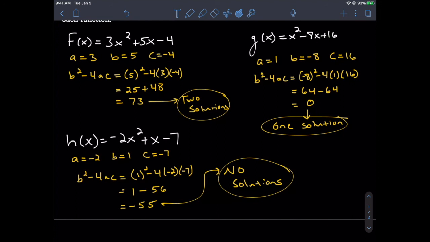So, once again, define your a, b, and c values, plug into b squared minus 4ac, and take a look at the sign of your answer. If it's positive, there are 2 solutions. If it's 0, there is 1 solution. And if it's negative, there are no solutions.